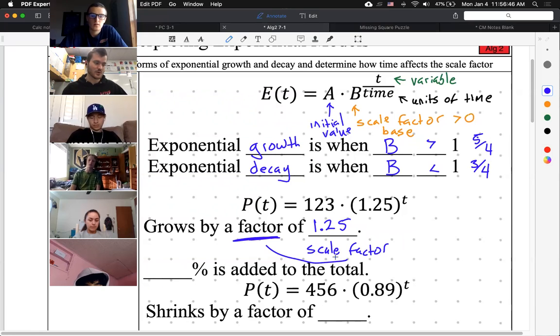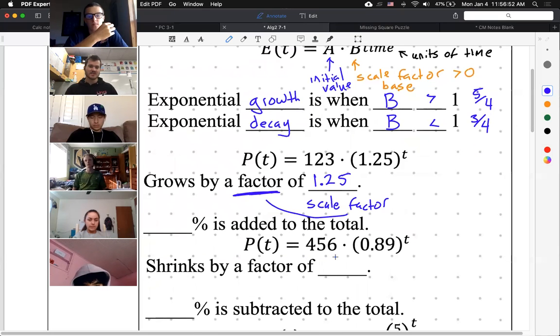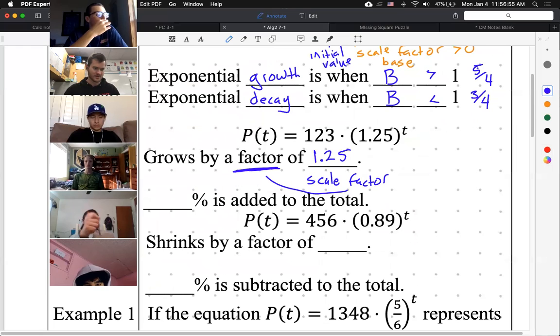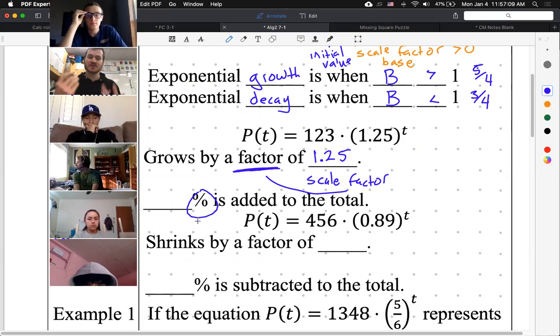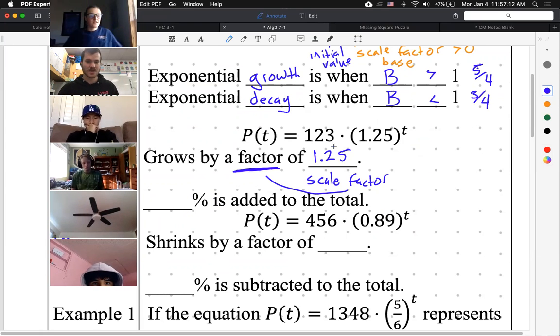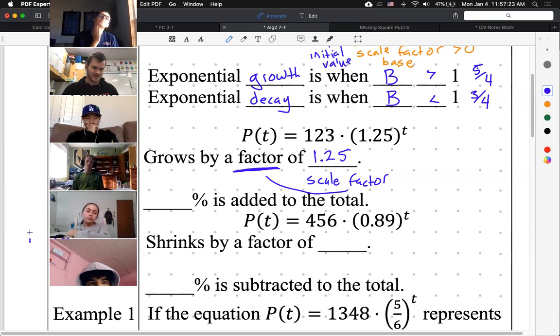I can say it grows by a factor of 1.25, or I can think of it as a percentage. If I think of it as a percentage, you always have to be subtracting 1. So whenever I say percent, that means subtract 1. That's kind of the big thing. So if I'm talking about a percentage here, I take the scale factor, which was 1.25, and I subtract 1. Well, that's 0.25, but that's as a decimal. And then to convert from a decimal to a percentage, there are 2 steps. You need to then multiply by 100.